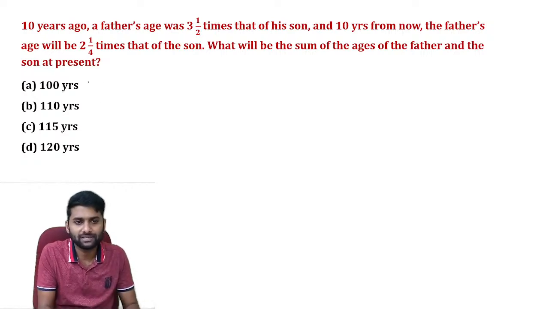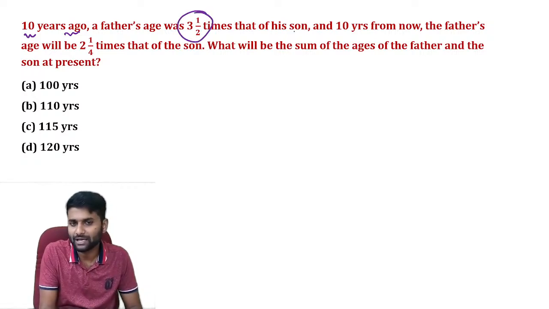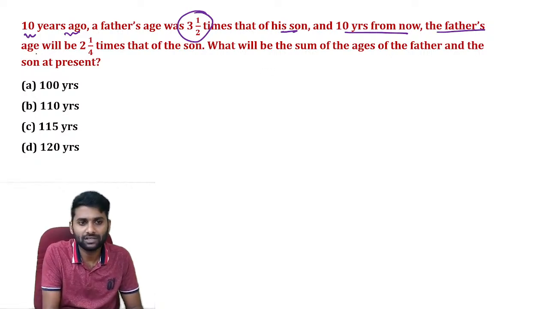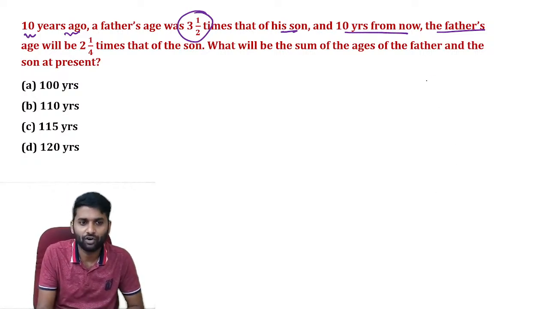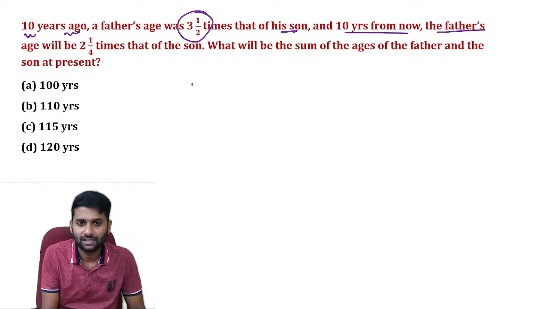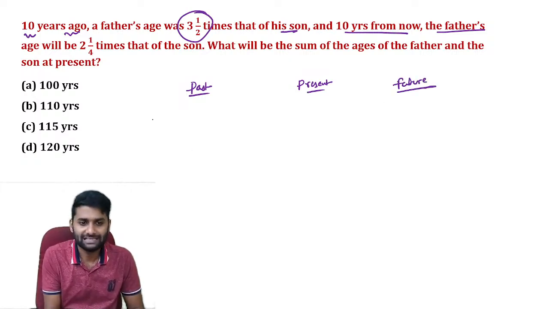Here it's all about the ages concept. We're talking about 10 years ago. Father's age is 3 1 by 2 times his son's, and 10 years from now, the father's age will be 2 1 by 4 times that of the son. What will be the sum of the ages of father and son at present? They are talking about the past, present, and we have a comparison in the future also. Let's start here: 10 years ago, father and son.